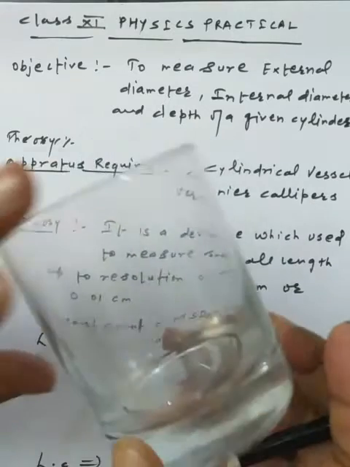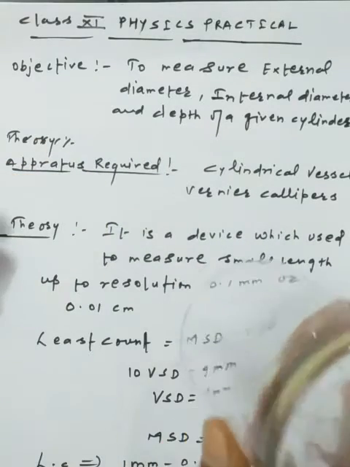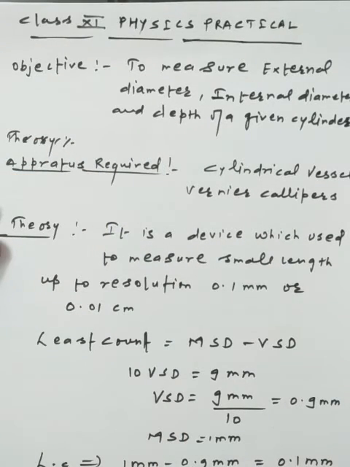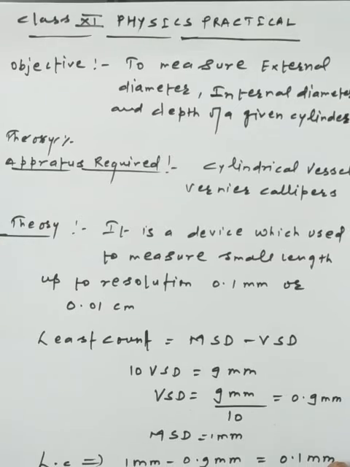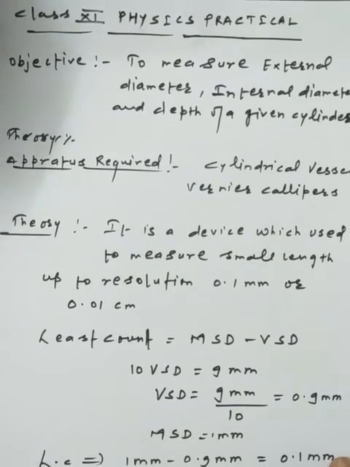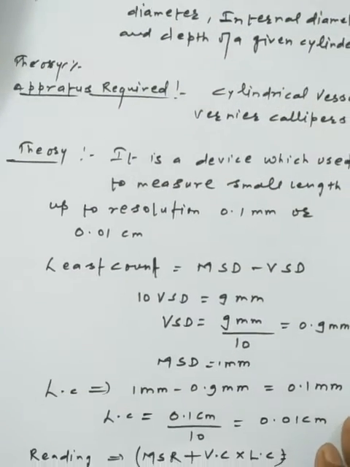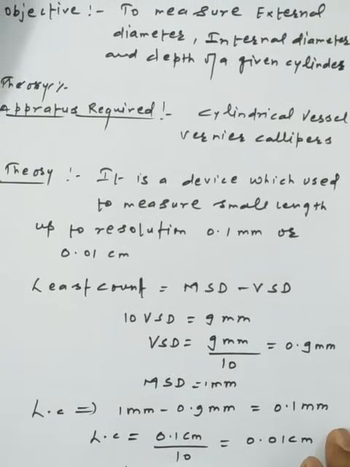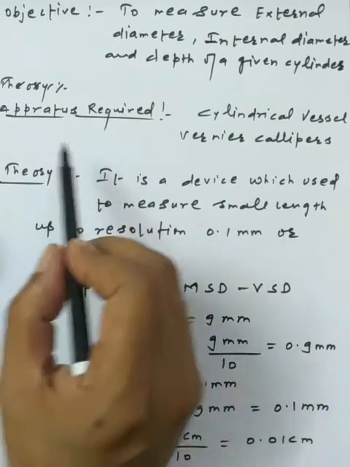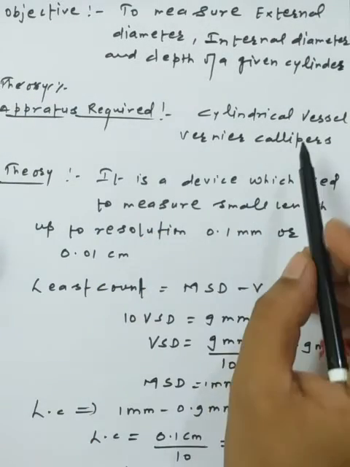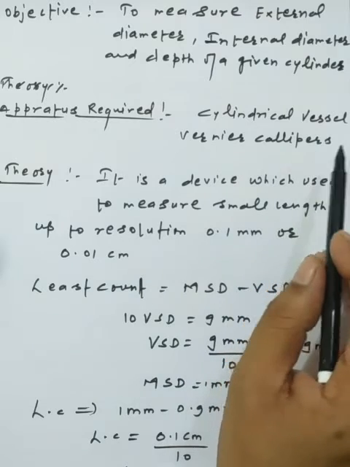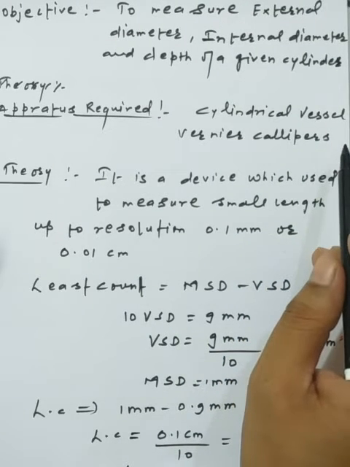So how will we utilize this? I have made a basic sequence in front of you, and I hope that you are also doing the same work in your practical copy. The apparatus required are the cylindrical vessel and the vernier calipers. These are the two items required during the practical.